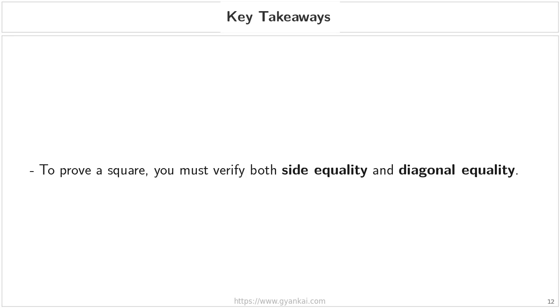Key takeaways. All right, class, we have reached the end of our lesson. Let's wrap everything up by reviewing our key takeaways to ensure you have a solid grasp of this topic. First and foremost, remember that proving a square is a 2-step verification process. You cannot stop once you've checked the sides. You must verify both side equality and diagonal equality.